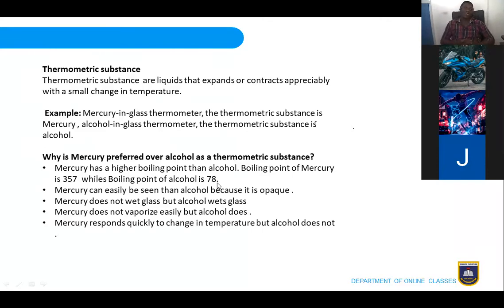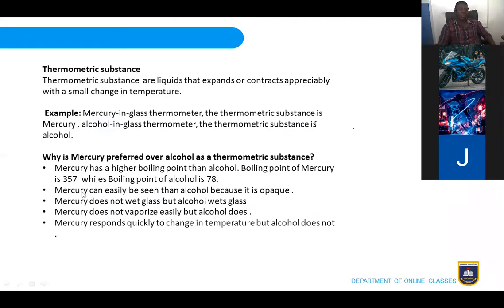So if you want to determine the temperature at a higher temperature region, it's advisable to use a mercury in glass thermometer, because it has a higher temperature range, or a higher boiling point, as compared to alcohol. Hope I'm clear. Yes, sir.